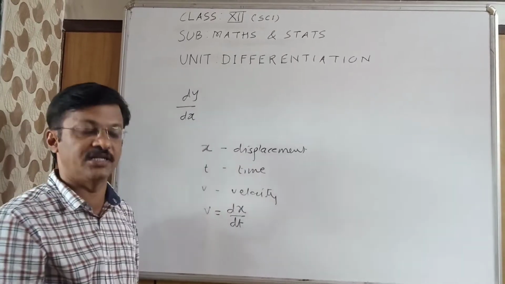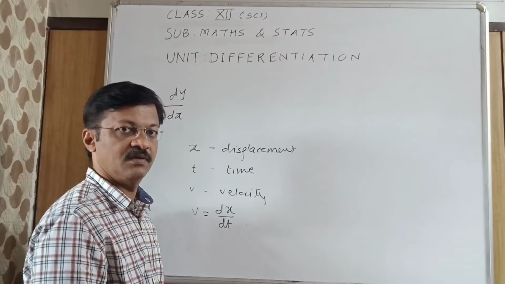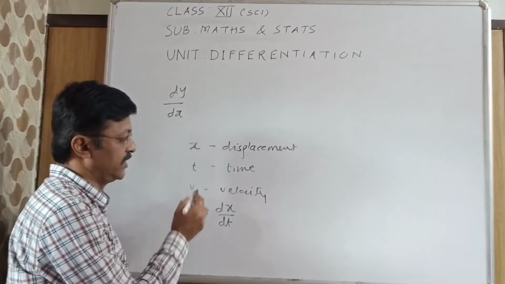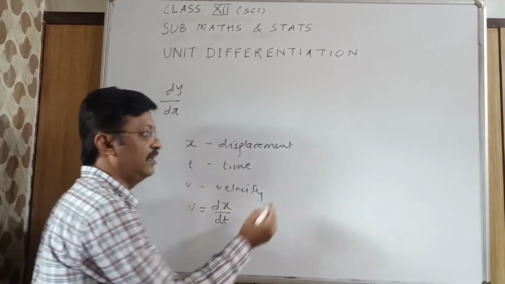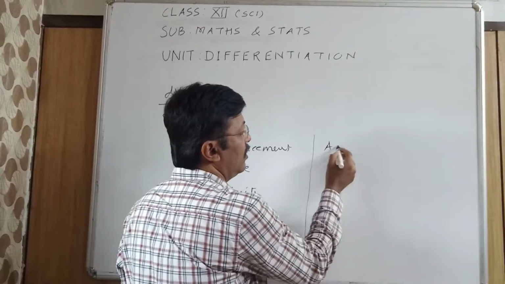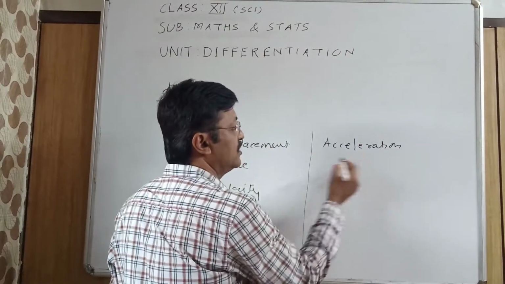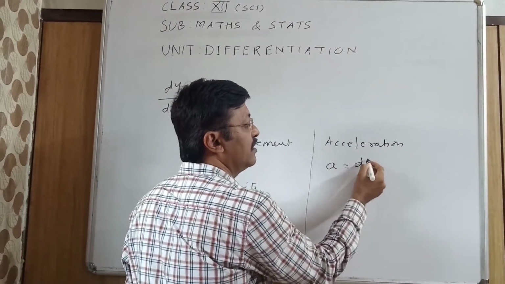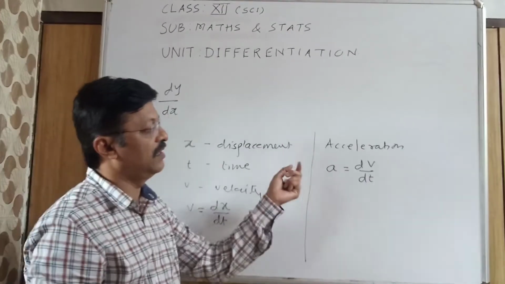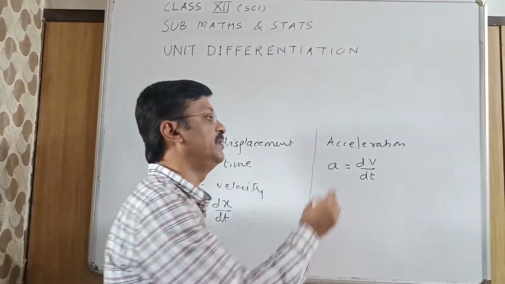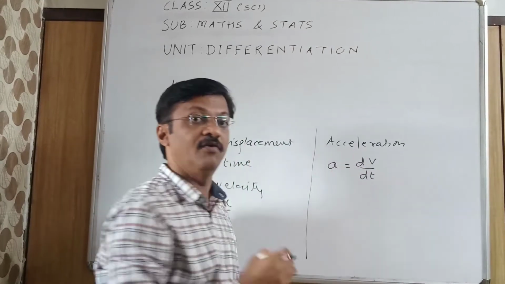Similarly, we can consider acceleration. Here we discussed how velocity is considered as a derivative of displacement with respect to time. Now, how do you write acceleration? Acceleration is denoted by a. It is nothing but rate of change of velocity with respect to time, which means derivative of velocity with respect to time. So acceleration is the derivative of velocity with respect to time.